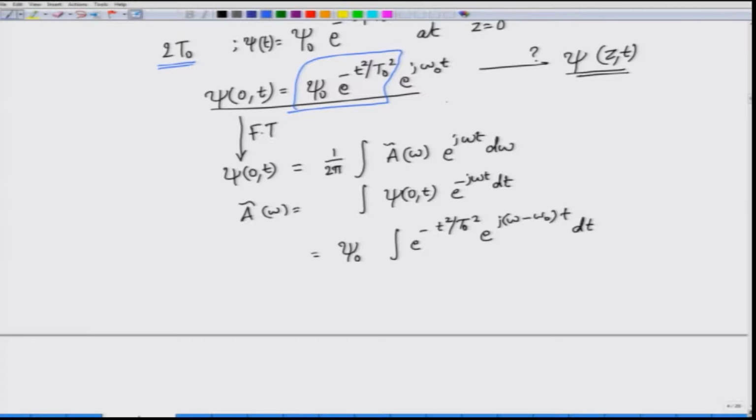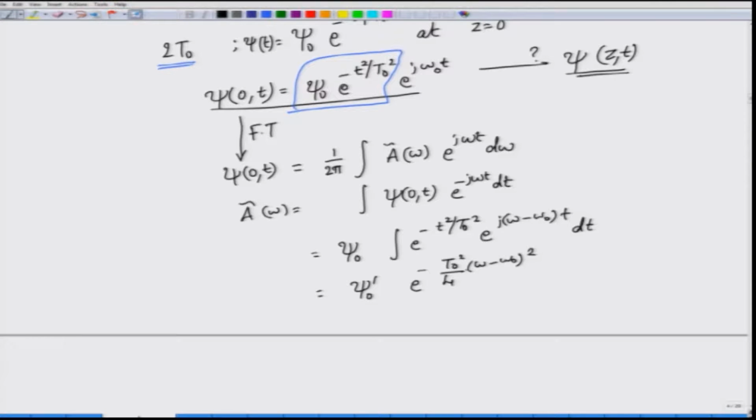So, in order to get the Fourier transform of this, going back to the tables of e power minus t square by t 0 square, the Fourier transform of that one, what you end up with is some other constant, which let us call psi 0 prime, okay, and you have e to the power minus t 0 square by 4 omega minus omega 0 square. Okay. So, the Fourier transform also is a Gaussian function, except that this is now centered at omega 0, which is the carrier frequency, and it has a width which is 1 by t 0 square.